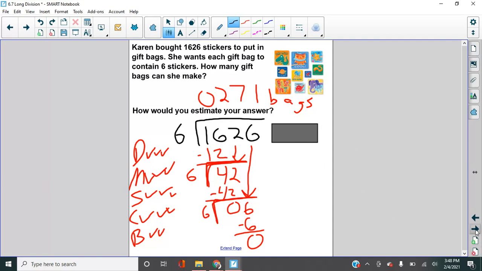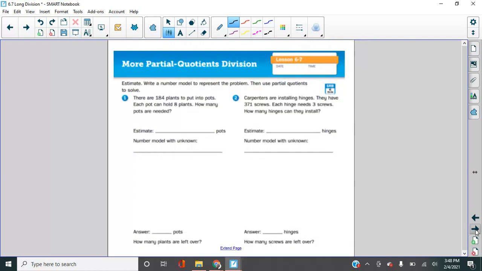All right. So, 4th graders, we are going to be working here on our math journal page. It is lesson 6.7. Here's number 1 and number 2. Use some multiplying to kind of estimate what the answer might be. And then you'll be writing a number model with an unknown, right? You can use a variable, a letter. And then using this space. If this is not enough space, use a scrap sheet of paper or use your dry erase board. Because with these division problems, you do need a lot of space. And that's going to give you your answer here.